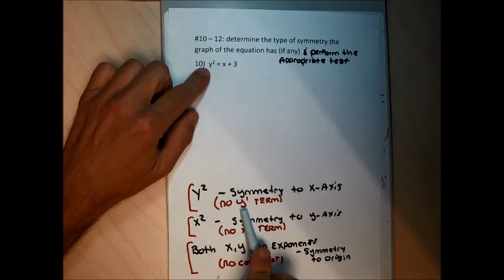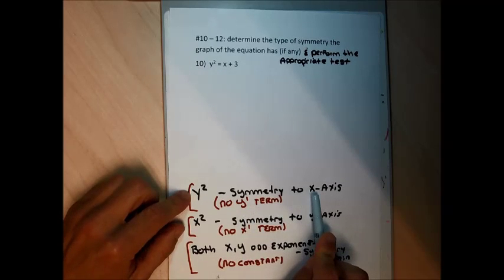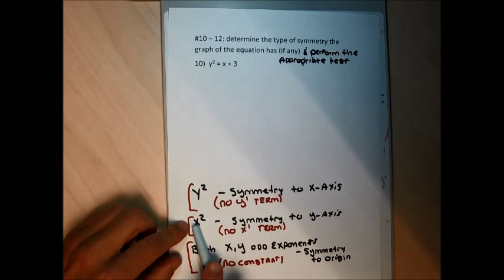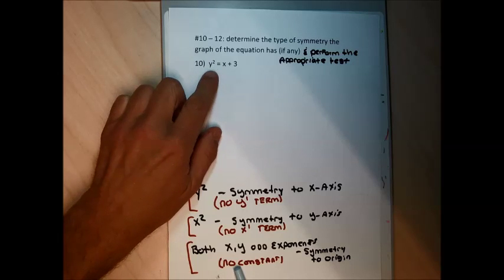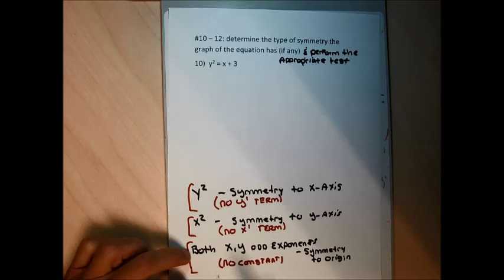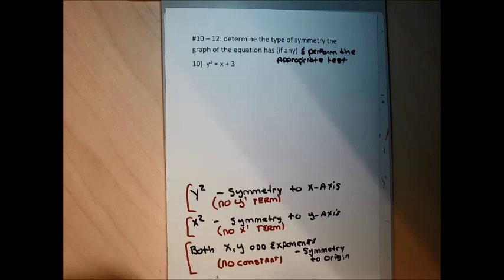I don't see a y to the first power term. That's good. I don't see it, so I think it probably has symmetry to the x-axis. I don't see an x squared term, so I don't think it has symmetry to the y-axis. And not both letters have odd exponents. The y has an even exponent, so it probably doesn't have origin symmetry. My guess is this is going to have symmetry to the x-axis, and the appropriate test to do is to replace the x with a negative x and solve for y.